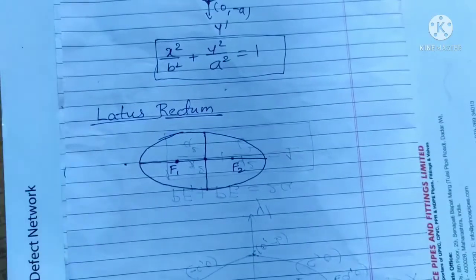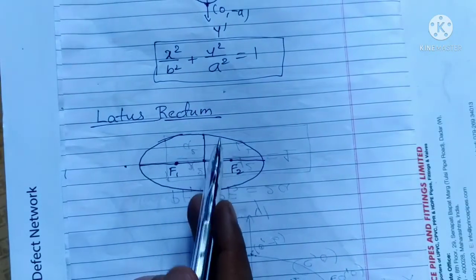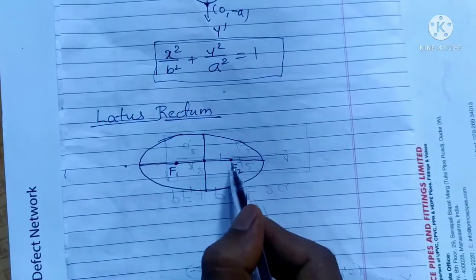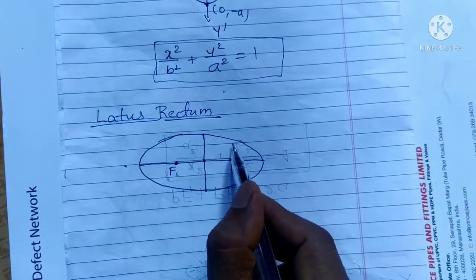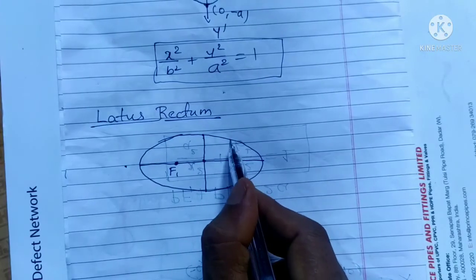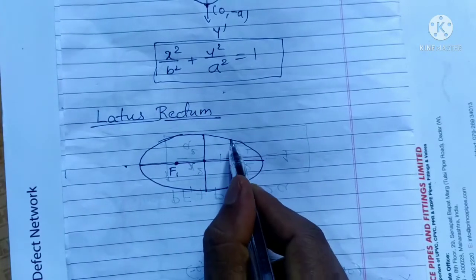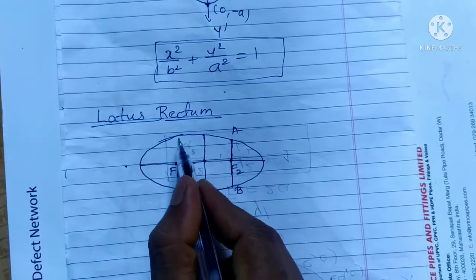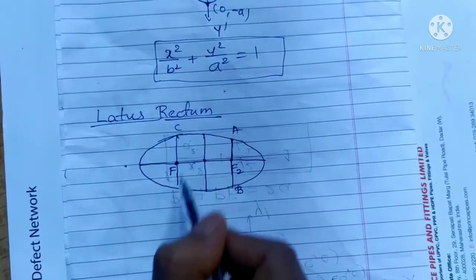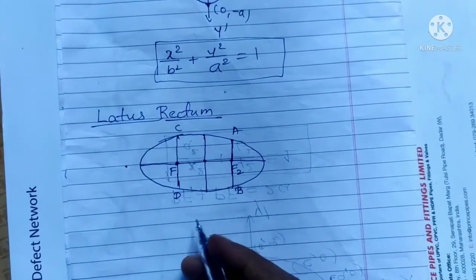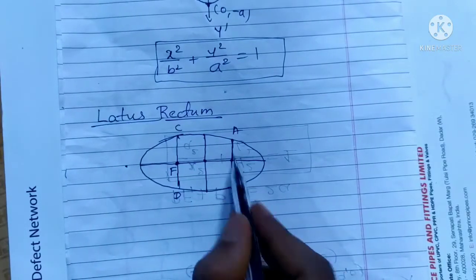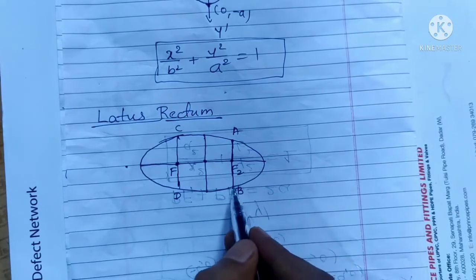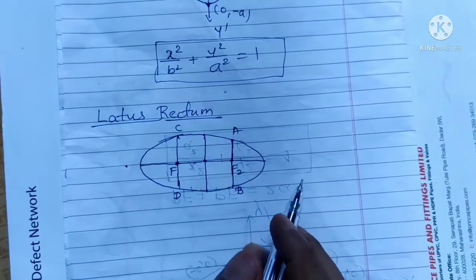The next thing we shall discuss is the latus rectum. The latus rectum is a line segment through the focus, perpendicular to the major axis, whose endpoints lie on the ellipse. So this line segment AB is called a latus rectum. In the same way this line is also called a latus rectum, like we discussed in the parabola. It is the line which passes through the focus and is perpendicular to the major axis, with endpoints on the ellipse.